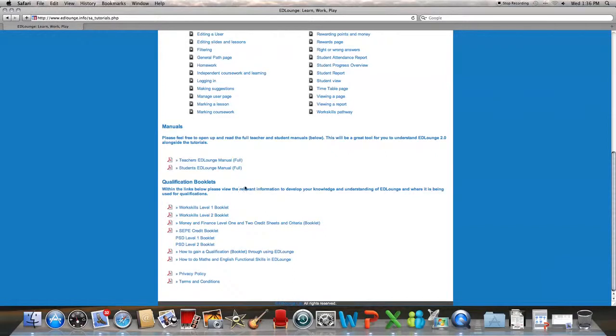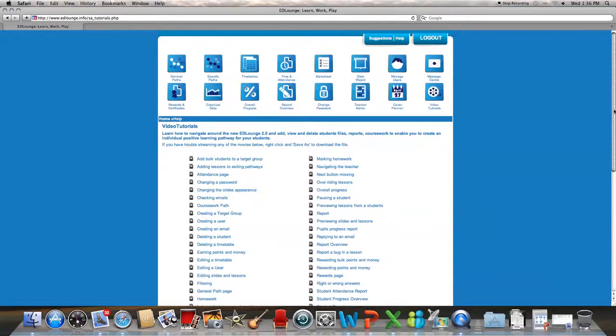The qualifications which you can get on using EDLounge are validated by Pearson's and Edexcel, an international body which is here in Australia, actually managed by a gentleman called Anton Barnett Harris in Melbourne. So you could look him up on Pearson's Edexcel should you wish, but also you could access that through us.